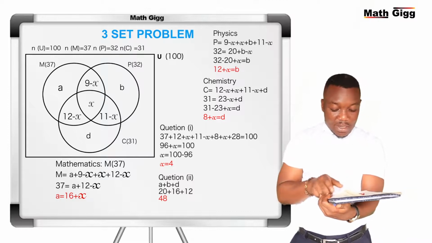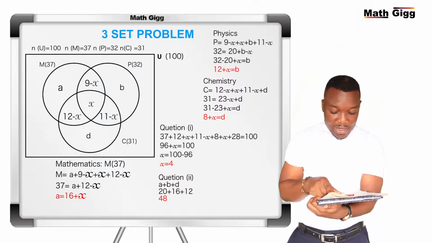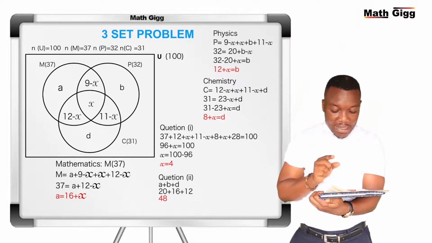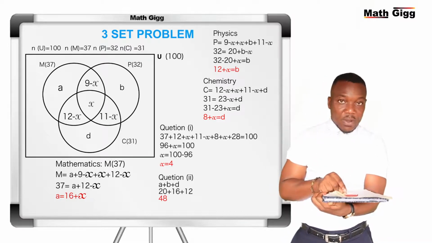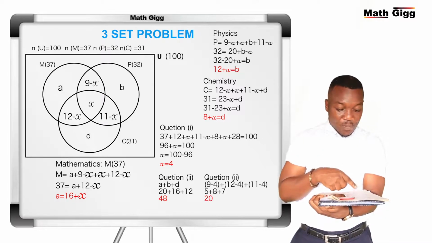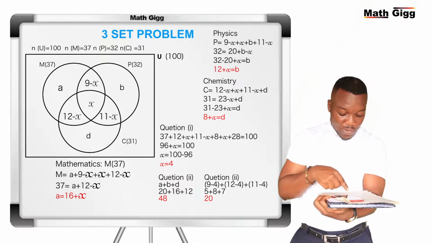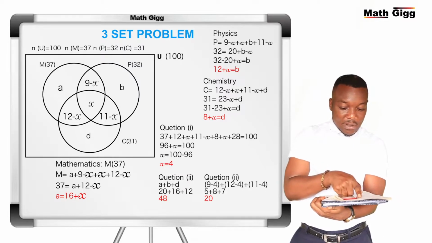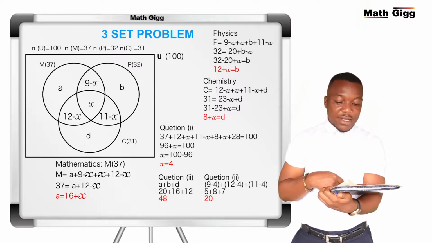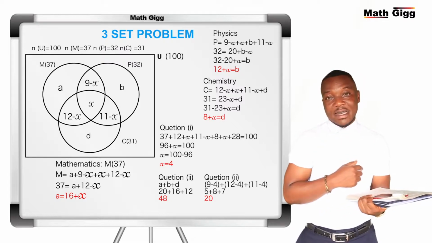So for the subsequent question where we've been asked to find how many students study exactly 2 subjects, we said the regions were 9 minus x, and 9 minus 4 is 5. Let's go over. 12 minus x, and 12 minus 4 is 8. 11 minus 4 is also 7. If you are doing that correctly, we are going to get 20. And we've solved the second question.